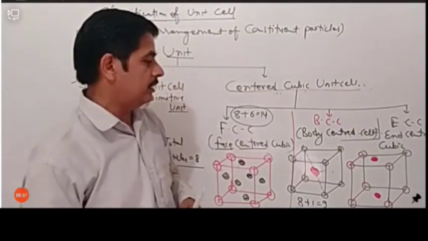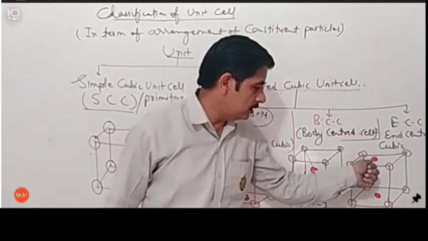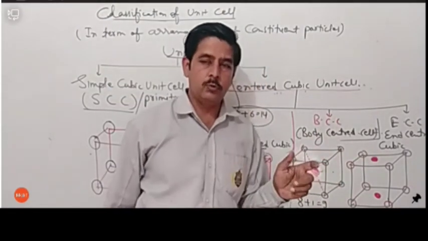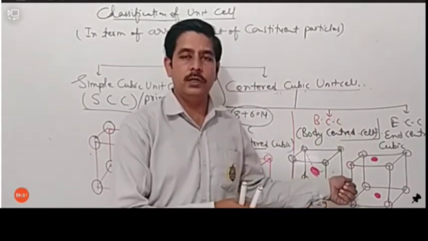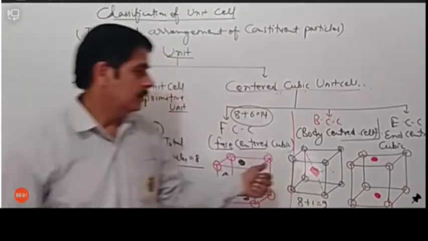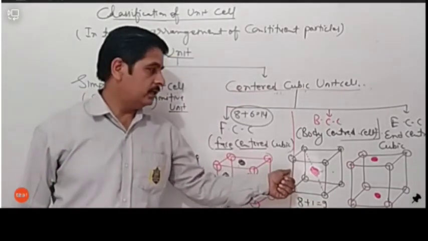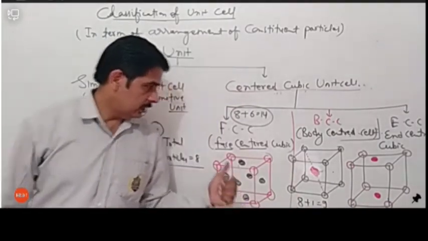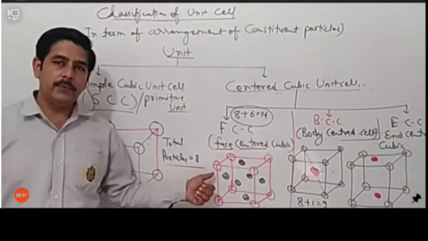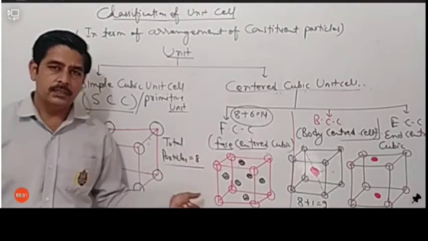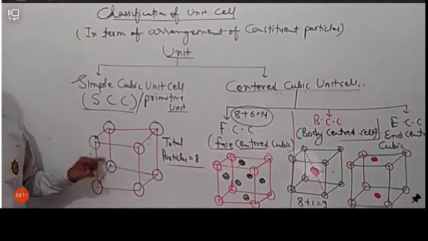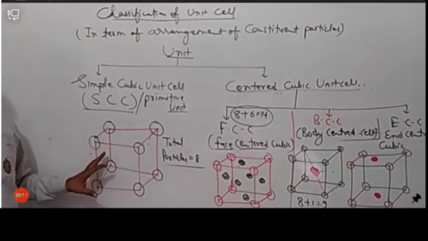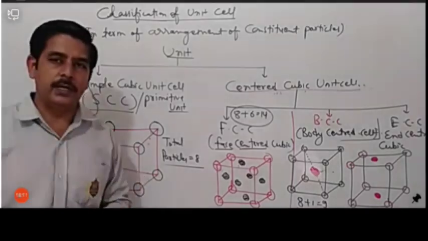In end-centered, you can see that two opposite ends will have one particle each. So that's why we will have a total of 10 particles in ECC. In BCC we will have 9 particles, 8 plus 1. In FCC we will have 14 particles, 8 plus 6, and in SCC it is the simplest one. It has 8 particles in it. So in total we get 8 particles.